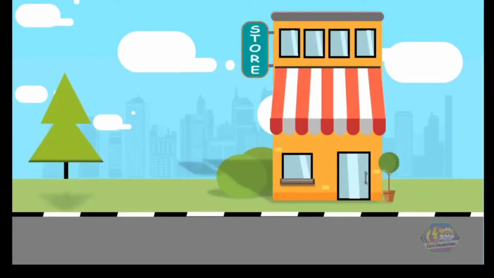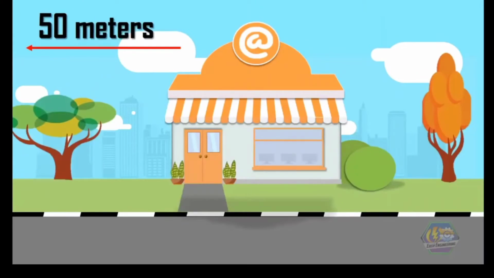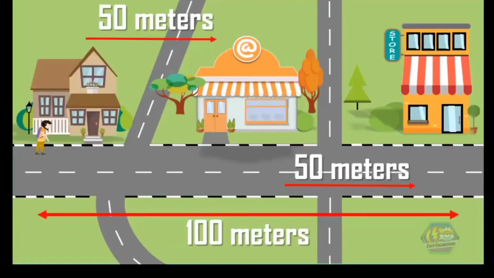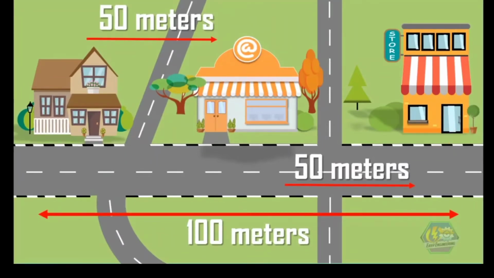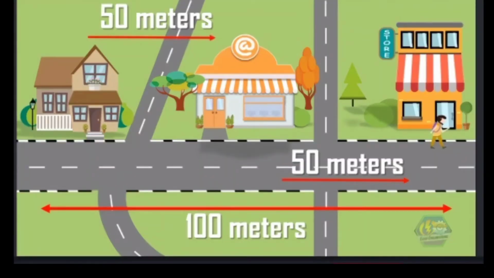Between Susie's house and the convenience store, there is an internet cafe. It is 50 meters away from Susie's house. Susie is going for a walk to the convenience store. She will pass the internet cafe until she reaches the convenience store. During the process, she will cover 50 meters from her house to the internet cafe, and another 50 meters until she reaches the convenience store, a total of 100 meters.